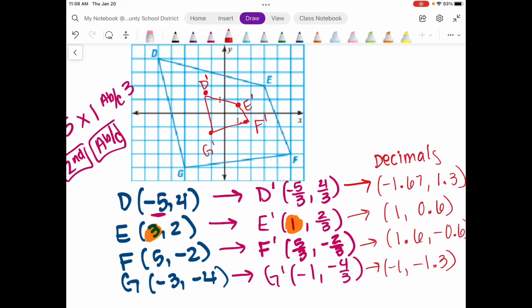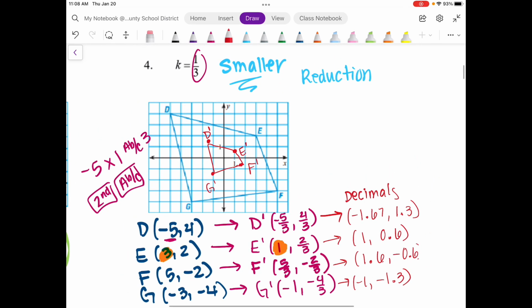I did get smaller. That's good. I wanted it to get smaller because my scale factor was a fraction less than 1, which means it is a reduction.